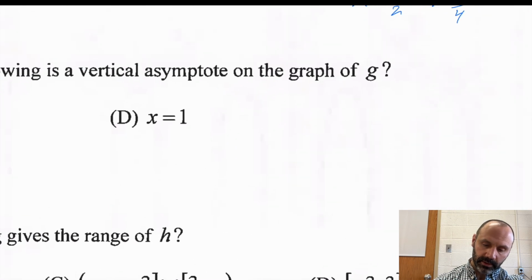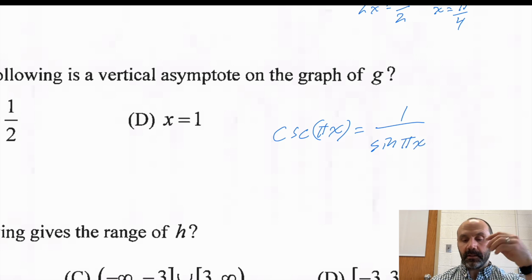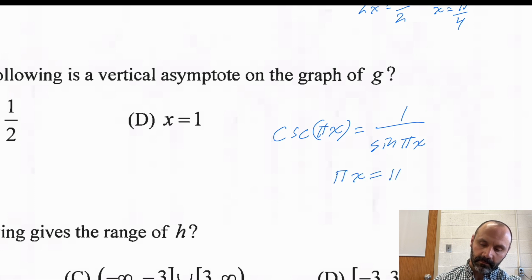But in terms of where the asymptotes are going to be, that's what concerns us in here. So let's focus in for a second. Cosecant of pi x is equal to 1 over sine of pi x. The standard sine graph equals 0 when theta is 0, pi, 2 pi, etc. So basically the multiples of pi. So I set pi x equal to pi, and I end up with x equals 1, where x equals any integer value. So that's going to be D.